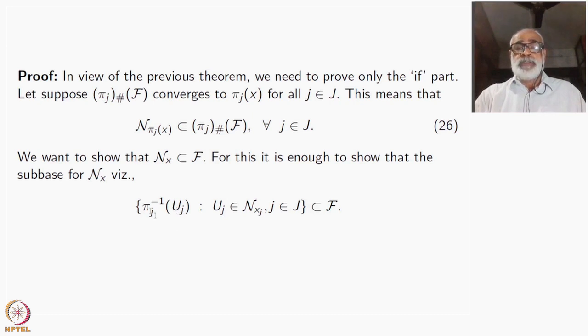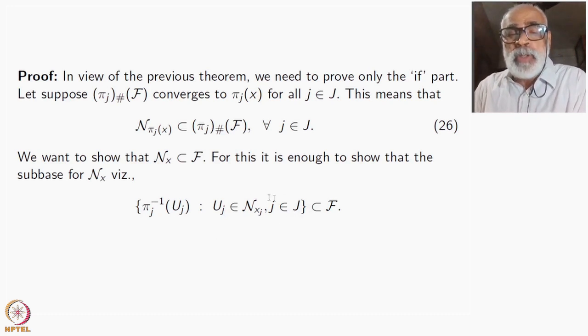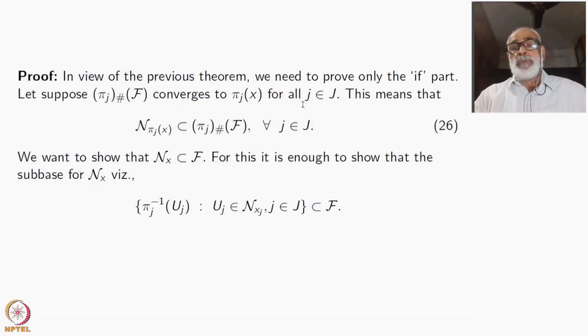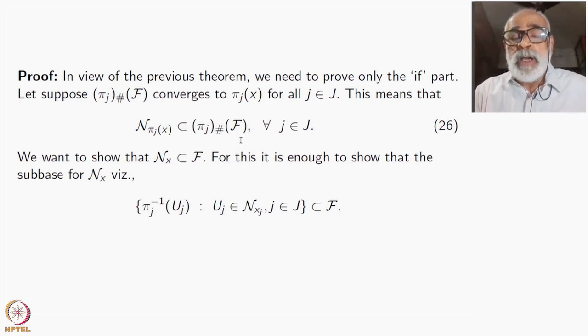That is why it is enough to show this for each fixed j. So I have to show that π_j inverse of u belongs to F if u belongs to N of π_j of x. That is very easy. For each u_j in the neighborhood system, we need the definition of π_j check of F. That is what we have to interpret.